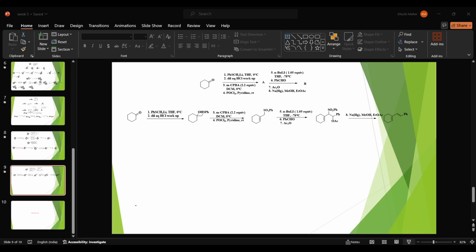First, it will attack the borane, the trimethoxyborane. This is nothing but B(OMe)3, with OMe groups, and generally borane we call electrophilic. The nucleophile will attack, and you will get your corresponding B(OMe)2.